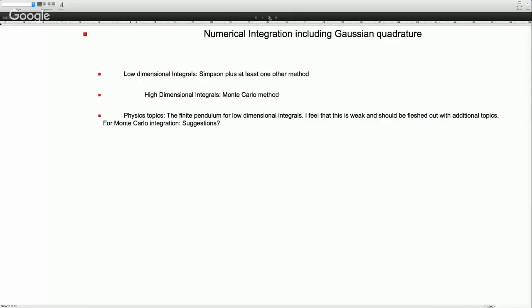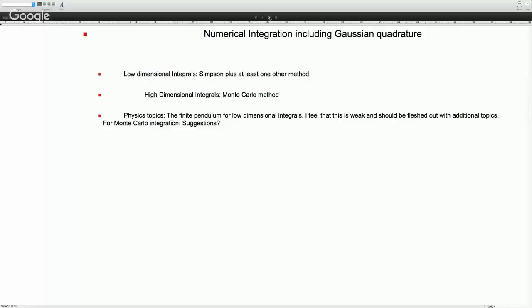And for higher dimensional integrals, of course, they need to know something about Monte Carlo and understand why you would not want to use, say, Gaussian quadrature for a seven-dimensional integral because of the scaling. And although numerical integrals occur frequently, once again, here I feel my physics topics are a bit weak. The finite pendulum, of course, comes to mind for a low-dimensional case, but I think this should be fleshed out with additional topics.